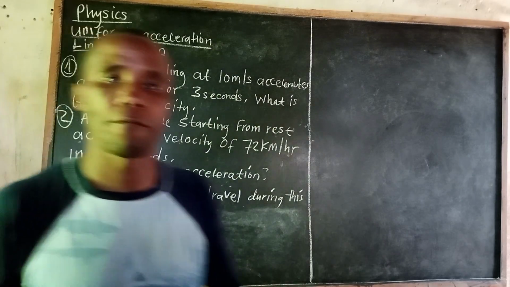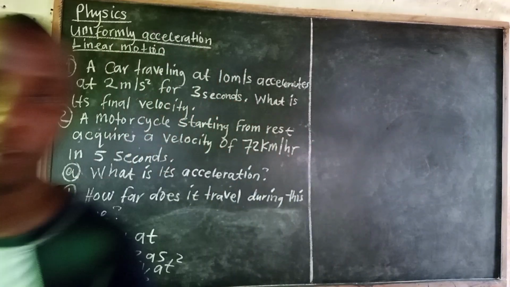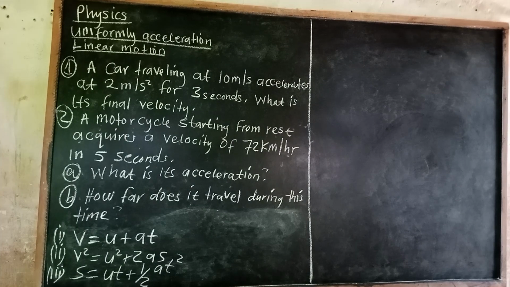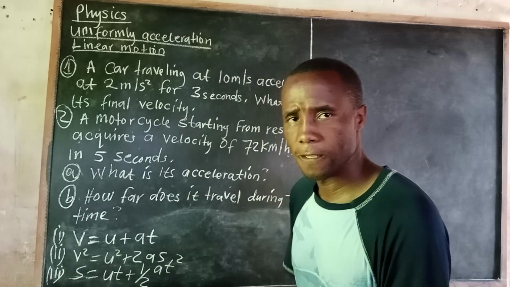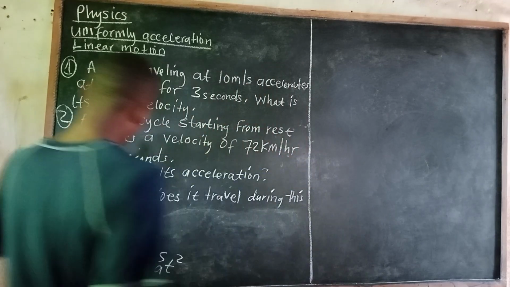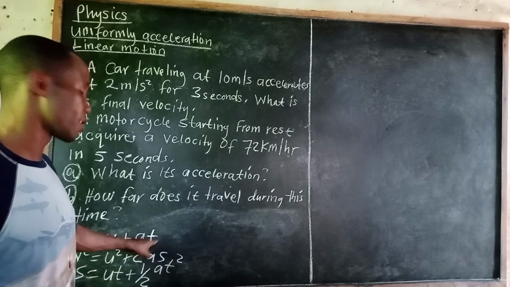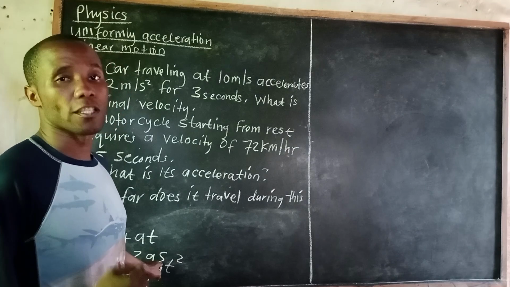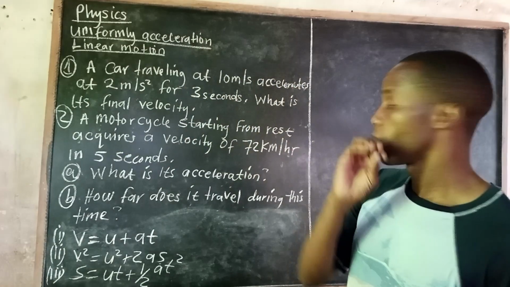Okay, so these 3 formulas that you have seen on the chalkboard there are very, very important to know. Having known this, before we proceed, let me tell you the meaning of each letter. We are going to start with V. V is final velocity, U is initial velocity, A is acceleration, T is time. Then S is displacement, or distance, which is measured in meters in this case.